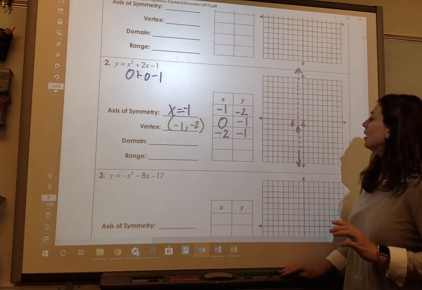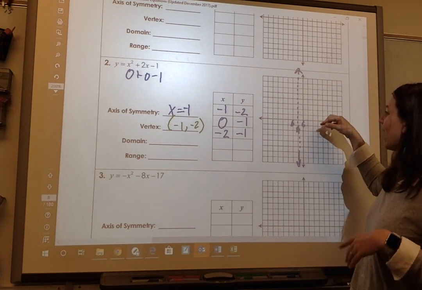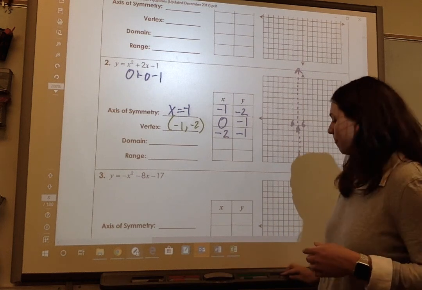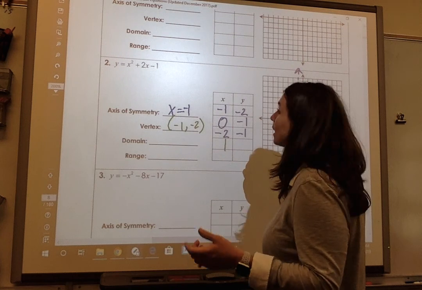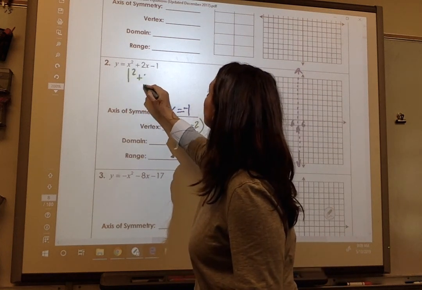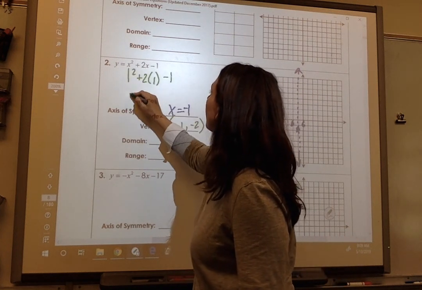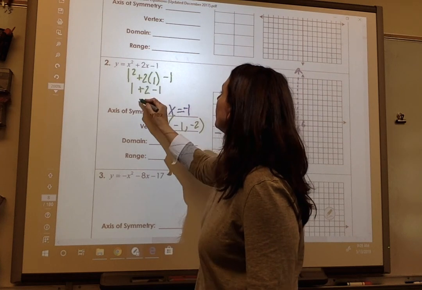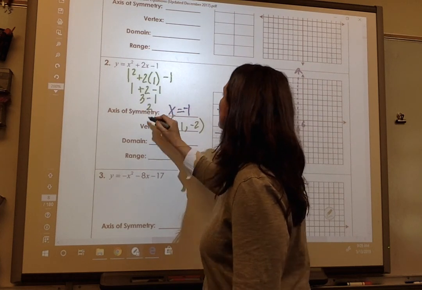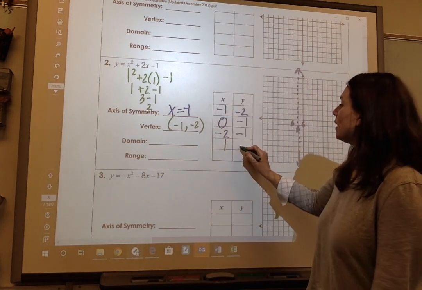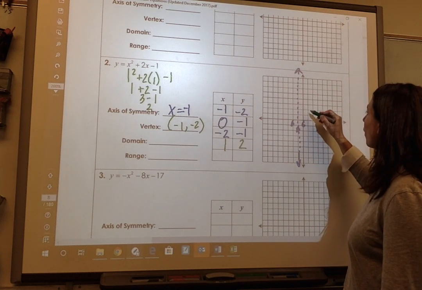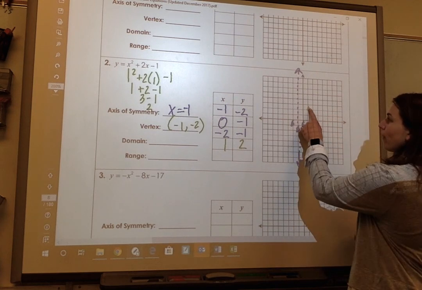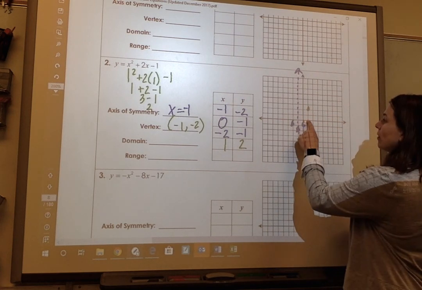All right. Let's see what happens when x is 1. So I'm simply going to plug in 1 squared plus 2 times 1 minus 1. So I get 1 plus 2 minus 1. 3 minus 1 is 2. So when x is 1, y is 2. When x is 1, my y value is 2.